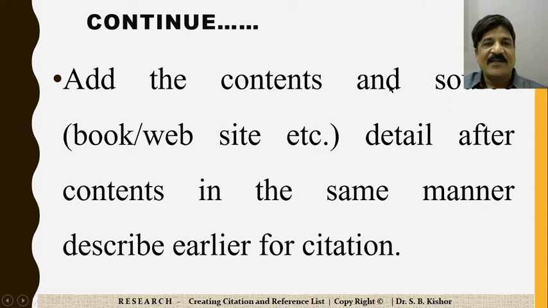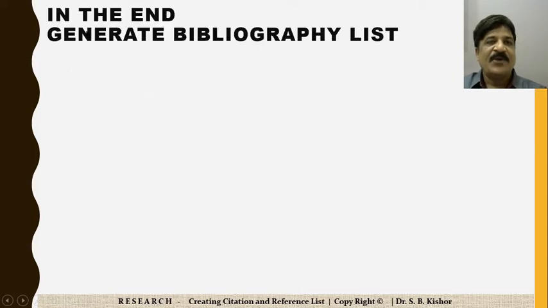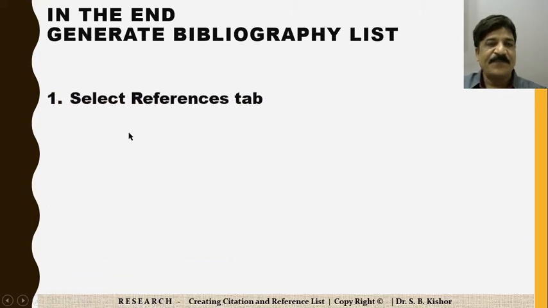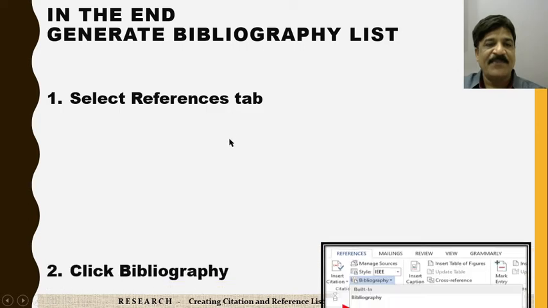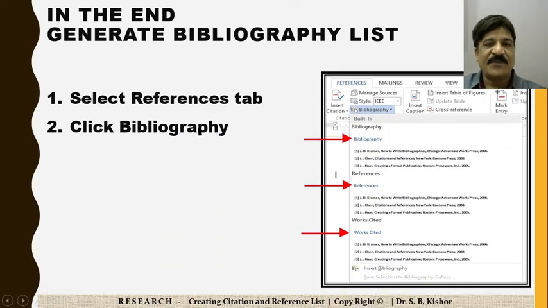Add the content and source, like book or website details, after the content in the same manner that has been described earlier, in order to specify the citation. Now in the end, what do you need to do? You need to generate the bibliography list. It means select the References tab, then click on Bibliography.